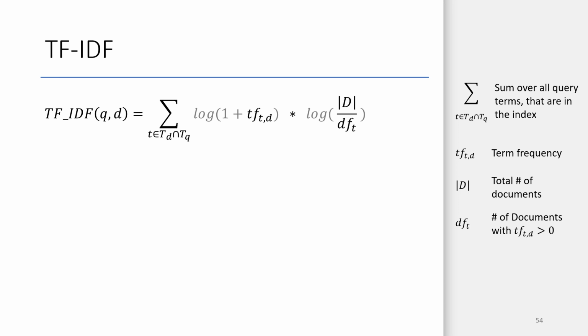So TF-IDF just puts together those two measures we just talked about. We have the term frequency and the inverse document frequency, both dampened with a logarithm and then multiplied with each other. Those values are then summed up over all the terms in the query and in the document that we want to score.